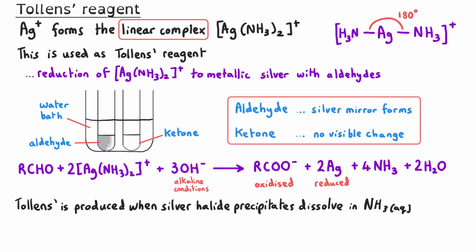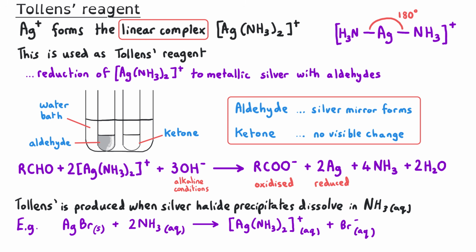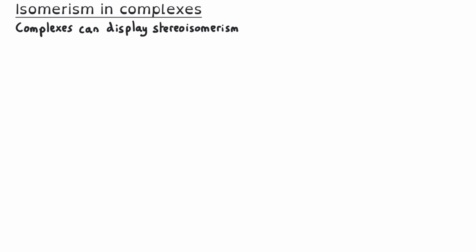We also need to know that Tollens is produced when the silver halide precipitate dissolves in the presence of ammonia solution. For example, silver chloride will dissolve in dilute aqueous ammonia, and silver bromide, the cream precipitate, will dissolve in concentrated ammonia, and the complex ion that forms is Tollens reagent along with the bromide ion.